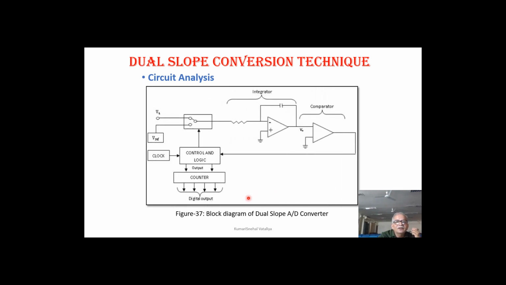Instead of a single slope you have a dual slope. Again that RC is there. There is a comparator which gives you a digital output that is converted. These are clock pulses, control and logic circuit. That digital output is available here, and that digital output is applied here, and from the comparator, DAC etc. you get a voltage which is applied here, the analog voltage.